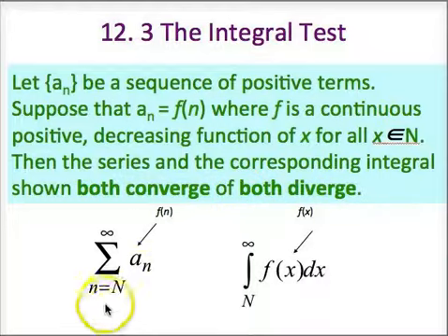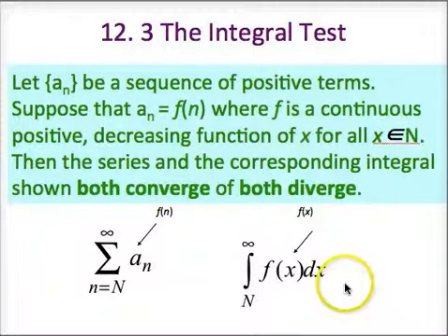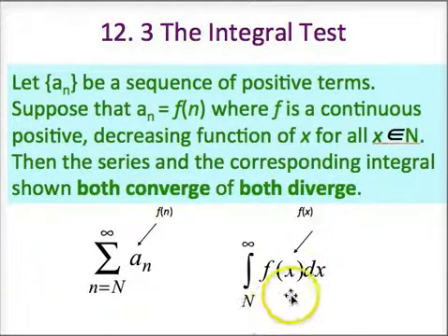All that says is if you have a series like this one here, one way to test for convergence is to take this a sub n and write it as a function of x and then integrate it. Now this becomes an improper integral, which we know how to evaluate. We do that by changing it into a limit and then evaluate from there.